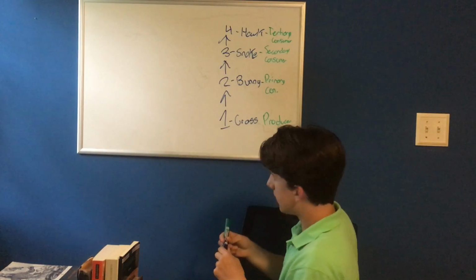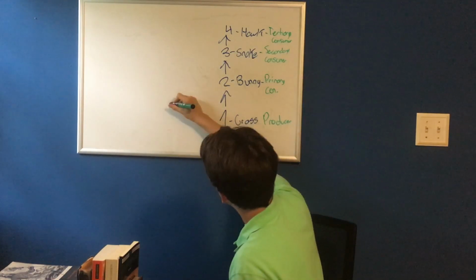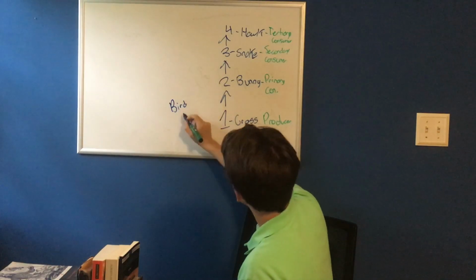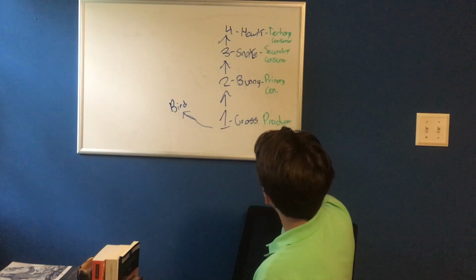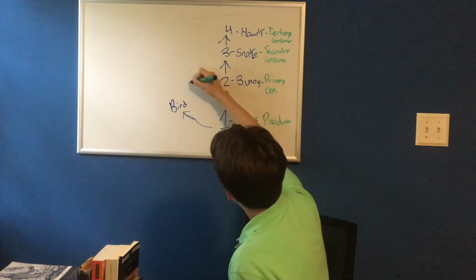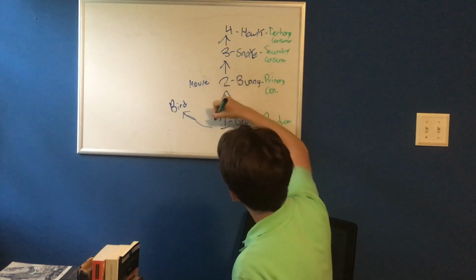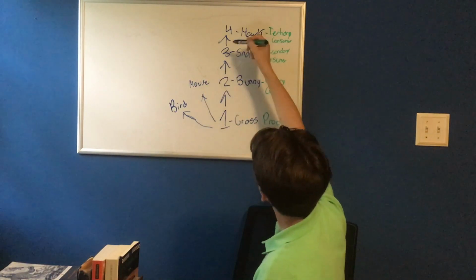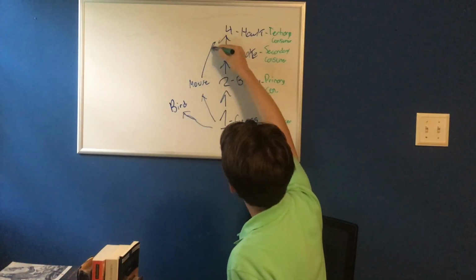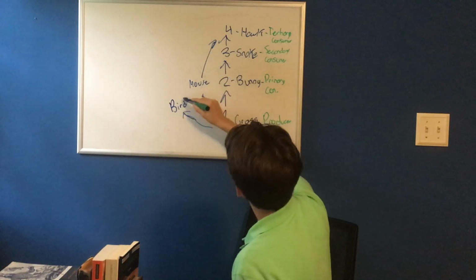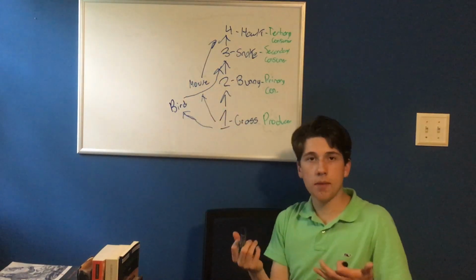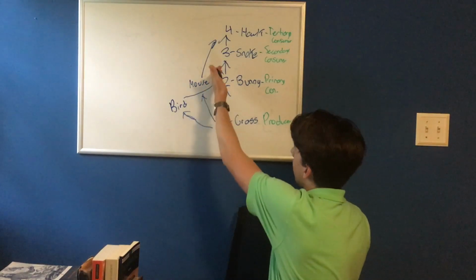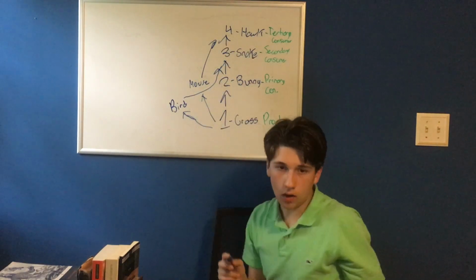So we could have, say, a bird here. And that's going to eat the grass. And we could also have, say, oh, I don't know, a mouse. And the mouse is going to eat the grass too. So our hawk could eat that mouse. And maybe that snake eats this bird, right? So the bird and the mouse are still going to be primary consumers, but they're also going to be the prey for the snake and the hawk.